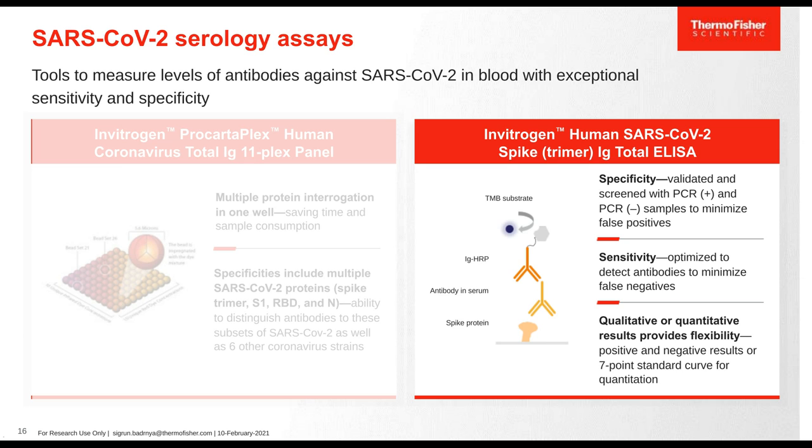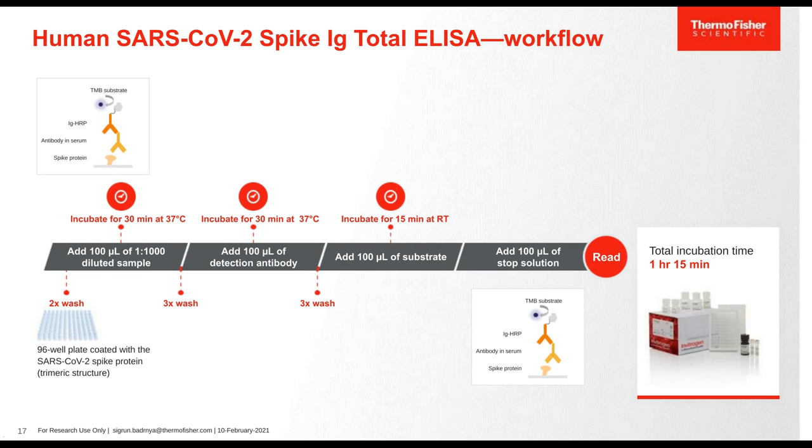of SARS-CoV-2 antibodies. Taking a look at the workflow of this assay, which uses a spike trimeric protein as specific viral antigen coated onto the surface of a 96-well plate to bind total antibodies to SARS-CoV-2 present in a blood plasma or serum sample. These bound complexes are then detected by a horseradish peroxidase conjugated antibody, and following an incubation step with a substrate finally results in a colorimetric readout with a short time to result of only 1 hour and 15 minutes.